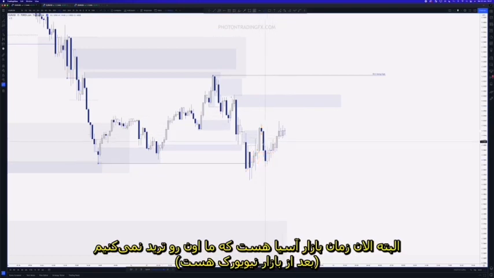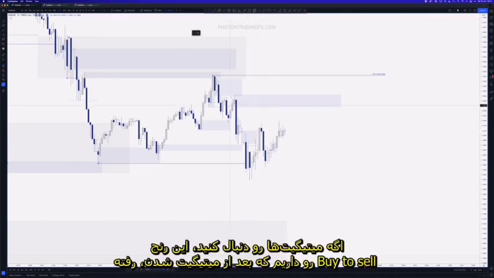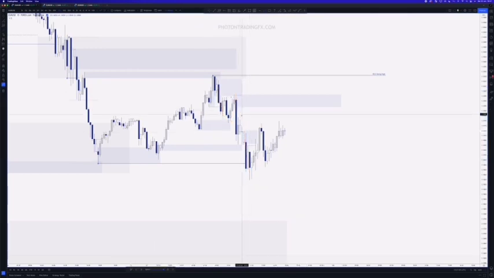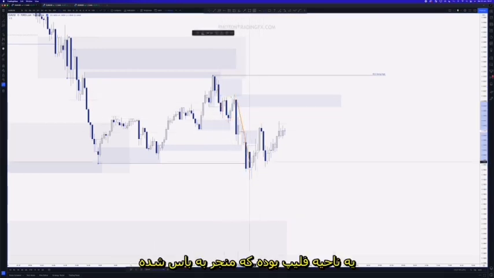So this is all during Asia anyway, so I wouldn't be trading around this time, after New York. Now, if we follow the mitigations, this buy to sell range was mitigated and then gone. We have some nice inducement for our POI. It was a sweep zone. There was a flip zone. It led to the break of structure.